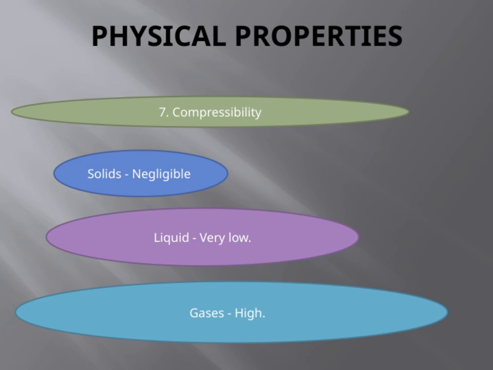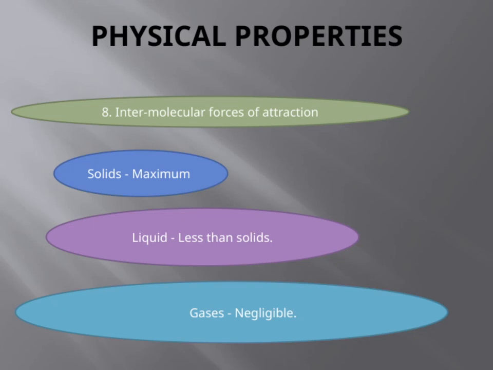This variation ties into the overall theme of physical properties and how they influence the behavior of materials in different environments. Let's take a closer look at the intermolecular forces of attraction and how they differ across states of matter. In solids, these forces are at their maximum, which is why solids tend to have a fixed shape and volume. The molecules are tightly packed together, held in place by strong attractions.